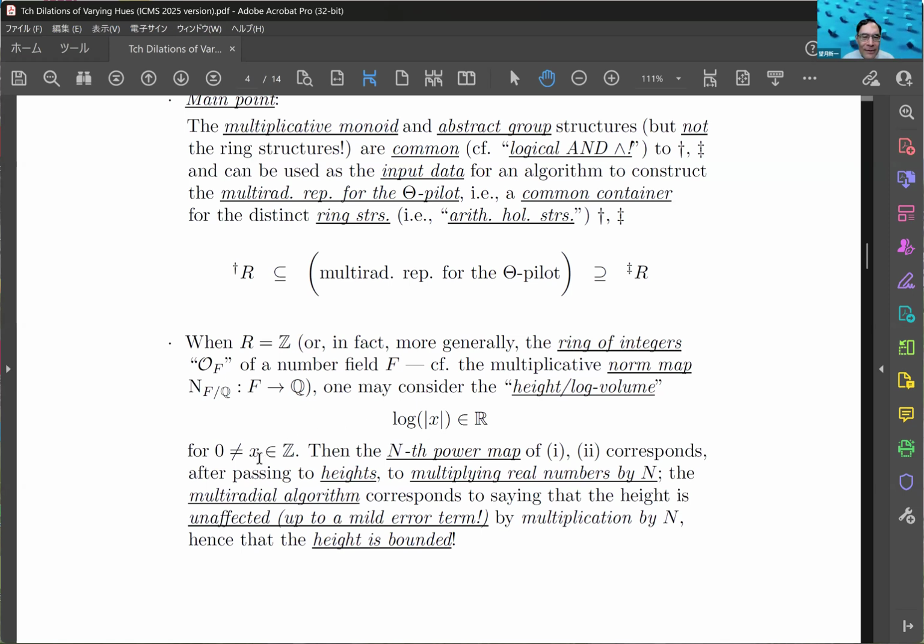So for instance, for a non-zero integer x, the height is, roughly speaking, the usual natural logarithm of the absolute value of x. And then the nth power map corresponds, after passing to heights, to multiplying real numbers by n. So in other words, what this multi-radial algorithm is saying is that the theta pilot, which corresponds to a certain arithmetic line bundle, is such that up to a mild error term, its height cannot be distinguished from itself after multiplication by n.